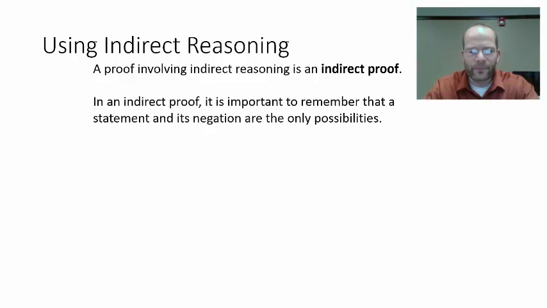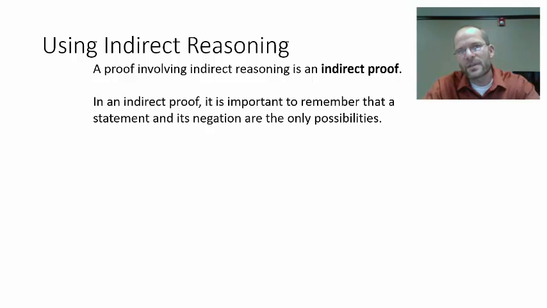What do I mean by that? Suppose I had a statement, it is raining outside. The negation of that statement is it is not raining outside. Those are the only possibilities. There's no third possibility that we could contemplate. It's either raining or it isn't. I am inside the building. I am not inside the building.